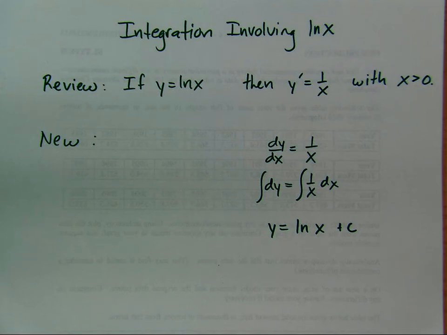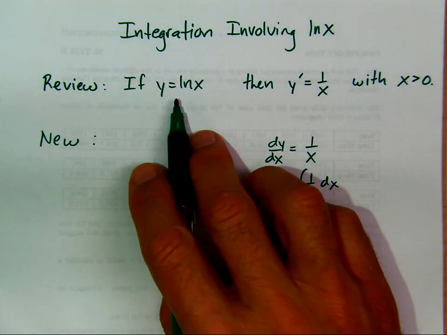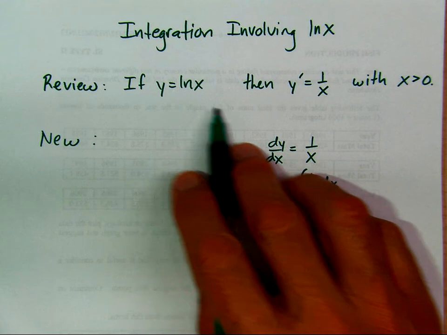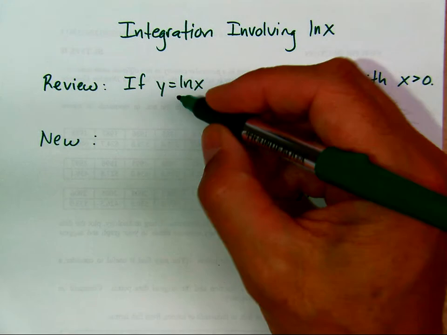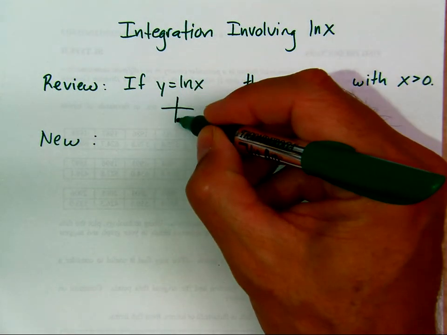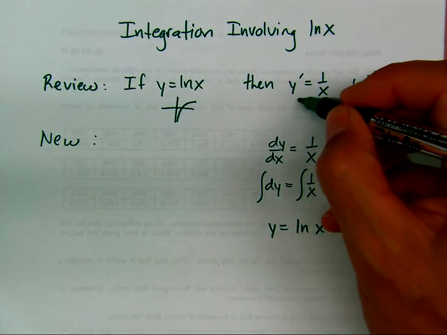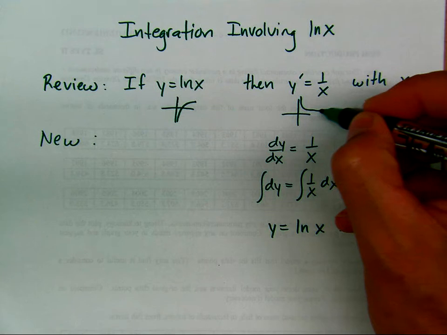In this lesson, we'll look at integrating 1 over x. So these are integrals whose value has a natural log in it. In the previous lesson, we saw how the derivative of natural log is 1 over x. We also saw in the graph that when we had a graph of natural log, it was like this, and when we had the graph of the derivative, it was like this.